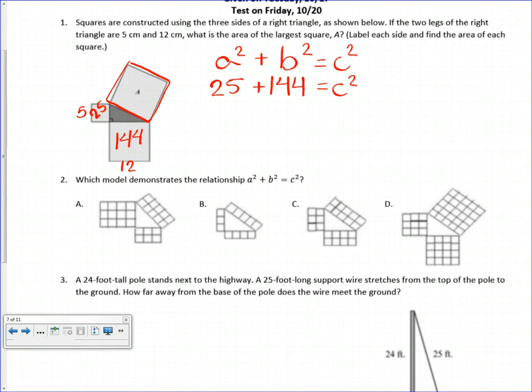Now, because those are the areas, I don't need to square them again. So I'm going to add 25 to 144, and I get 169 equals C squared. Because I am looking for the area, I do not have to square root, and my final answer is 169 centimeters squared.